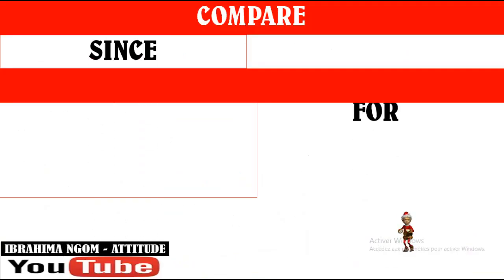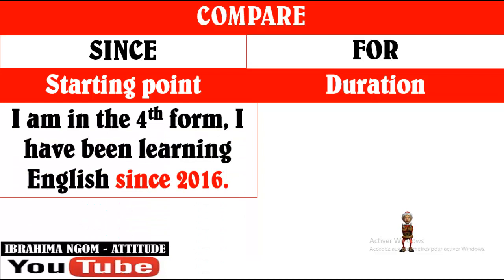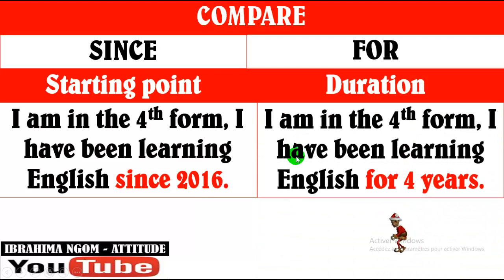Let us compare now since and for. Since, as we said a while ago, is the starting point and for is the duration. Here, I am in the fourth form. I am in Troisième. I have been learning English since 2016. Meaning, I have been learning English for 4 years. So, since is the beginning of me learning English, and for is for the number of years, the amount of time, the duration. I have been learning English. So it is for 4 years.